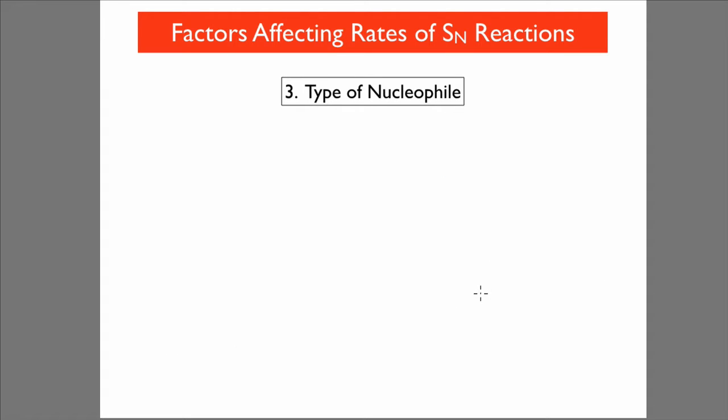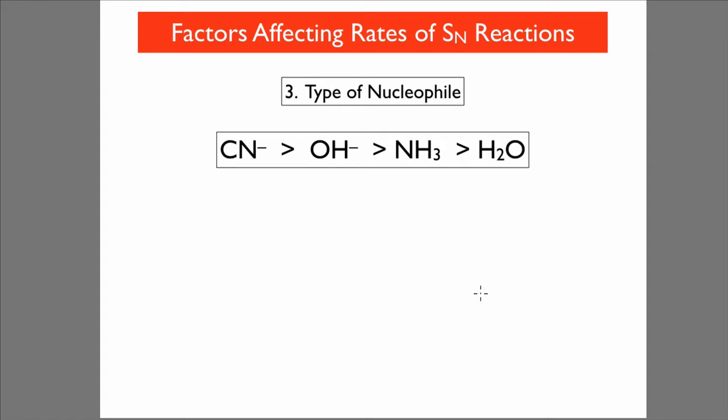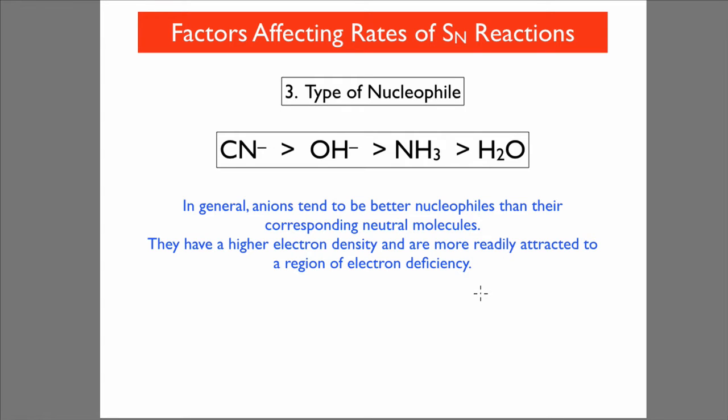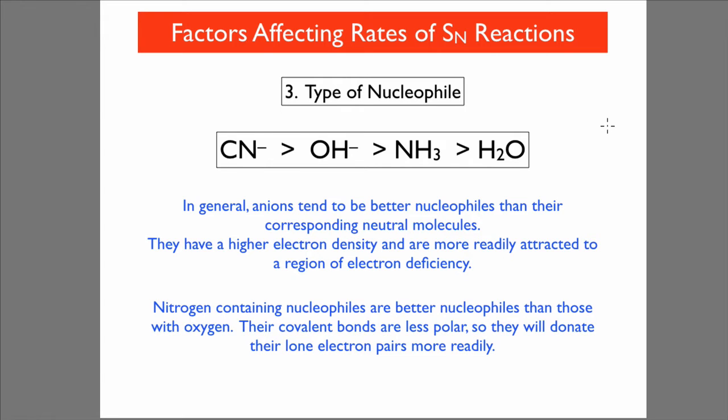The type of nucleophile affects the rate of reaction. You see here cyanide is the fastest, then hydroxide, then ammonia and water, and you can probably see straight away that in general anions have charges, and these are neutral. In general, anions tend to be better nucleophiles than their corresponding neutral molecules because they have a higher electron density and are more readily attracted to a region of electron deficiency. Nitrogen containing nucleophiles are also better nucleophiles than those with oxygen. This is because their covalent bonds are less polar, so they'll donate their lone electron pairs more readily.